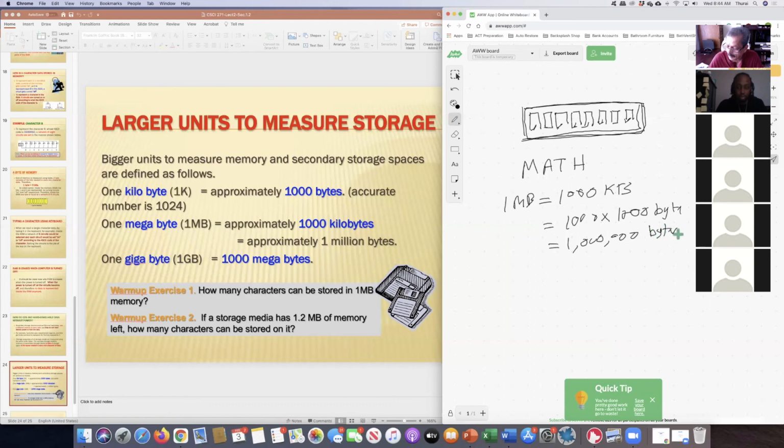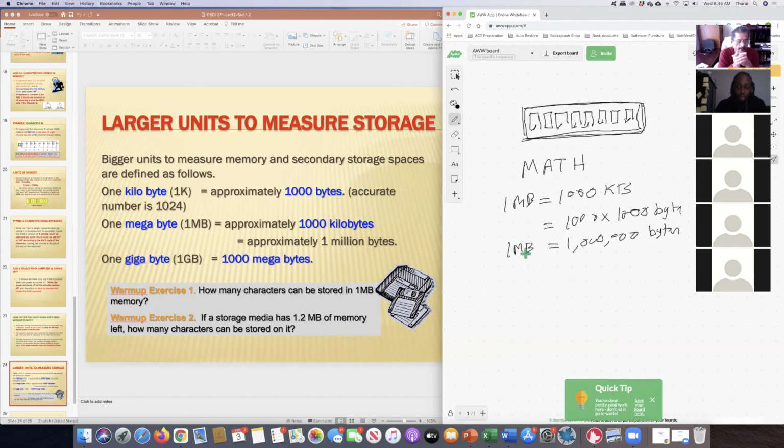That means how many characters can be stored in 1 megabyte of memory? Remember, every byte is good for storing 1 character. And 1 megabyte has 1 million bytes. Every byte is good for 1 character. So how many characters can be stored in 1 megabyte? It's nothing tricky. 1 million. Yeah, 1 million characters, that's right. 1 million characters can be stored.